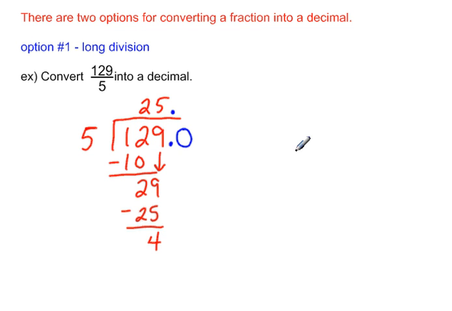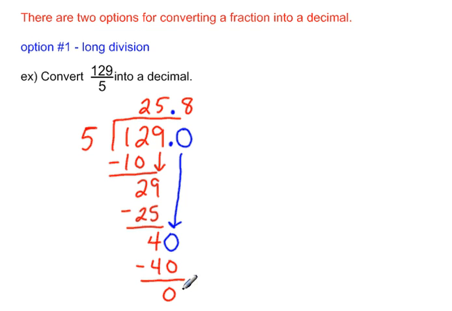And what that's going to allow me to do is drop down a 0 next to the 4 so that I can keep going. And I'm going to keep this process repeating over and over again until I don't have a remainder anymore. So let's go from here. 5 goes into 40 8 times. 8 times 5 is 40. We're going to subtract. 40 minus 40 is 0.